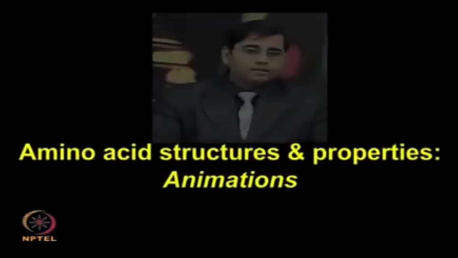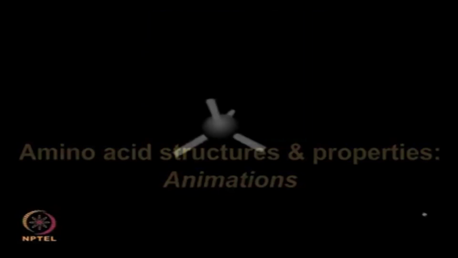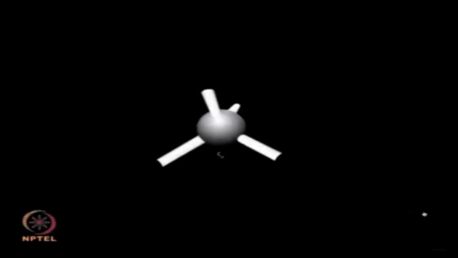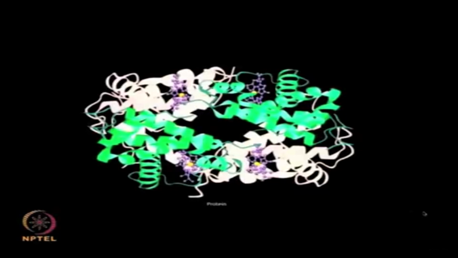I will refresh some of the concepts discussed on amino acid structures and properties in the following animation. Amino acids are the building blocks or monomers that make up proteins. They consist of a central alpha carbon atom bonded covalently to an amino group, a carboxyl group, a hydrogen atom and a variable side chain called the R group. Amino acids are the basic monomeric constituents of proteins, found in varying amounts depending upon the type of protein.